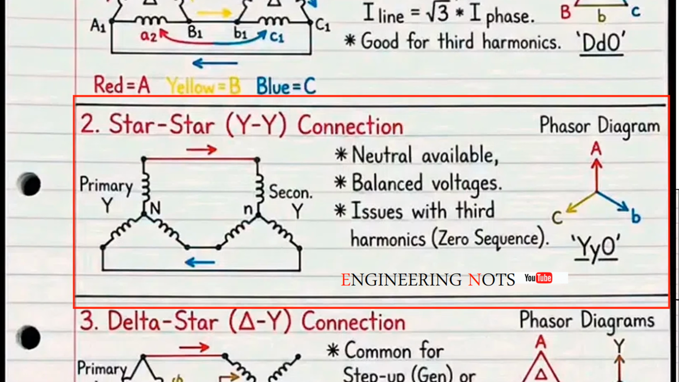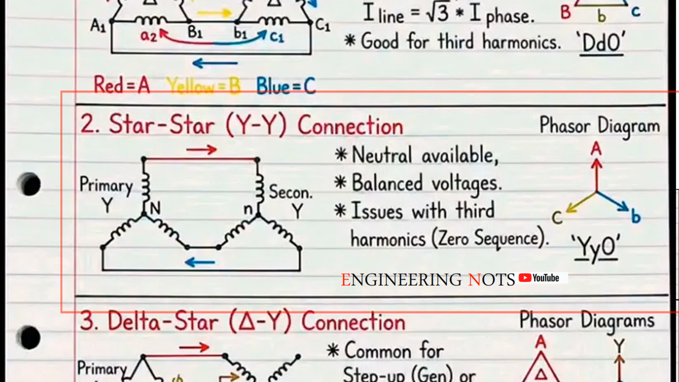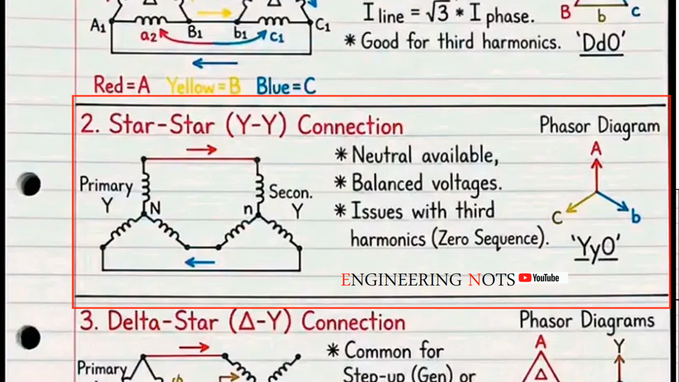Another issue is that unbalanced loads can cause the neutral point to shift, creating voltage imbalance. Because of these issues, star-star is not as common as you might think. Especially in distribution systems.